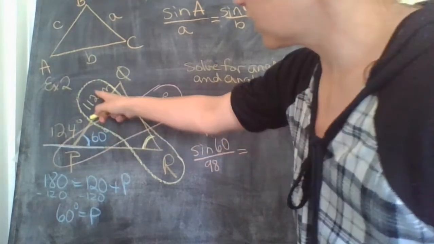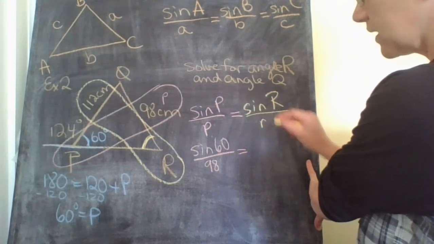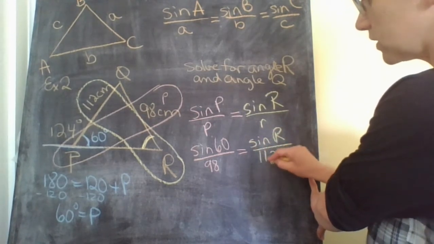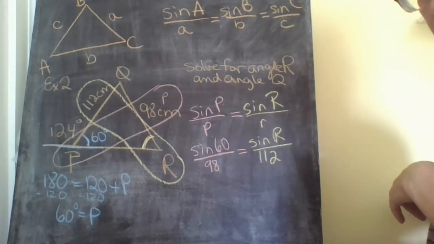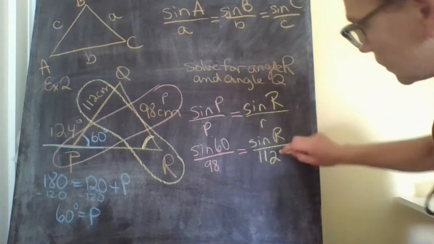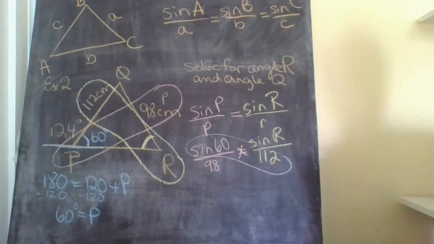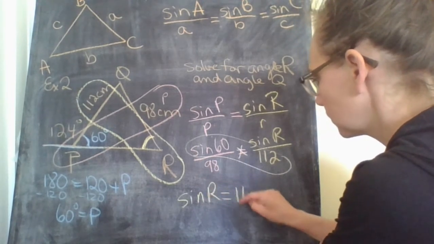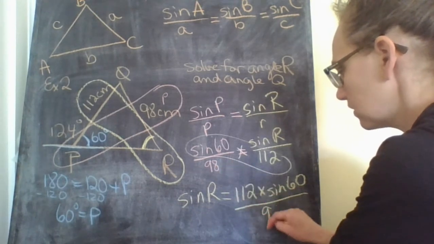So now I can do another fraction using the R's. So sine of angle R over side length r. That means sine of this unknown angle over the side length 112. Well, I can solve now. I have 1, 2, 3 numbers and only one letter, so I can solve. So let's do our cross multiplying. This is my unknown, so that means I want these guys together. So I'm going to multiply those. I've got sine R equals 112 times sine 60, all divided by 98.